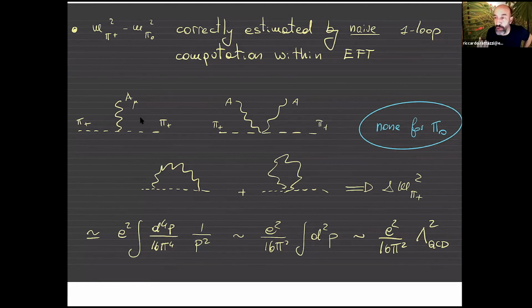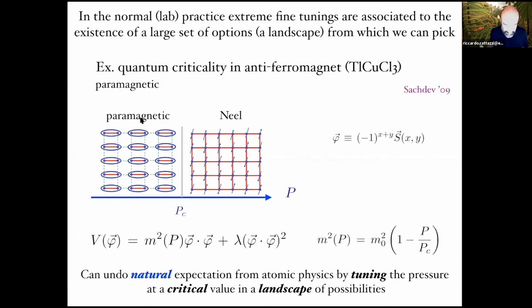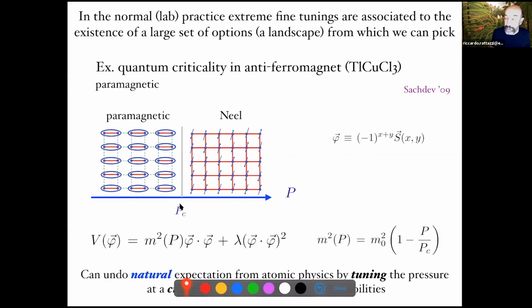I'm not telling you that this should always work, but at least in the cases I can give you example of, it seems like when it doesn't work, it's because there is, like in this condensed matter system, some very clever lab technician that came and chose the pressure and put it here, by choosing in a landscape of pressures. Okay, I see. No, sure.